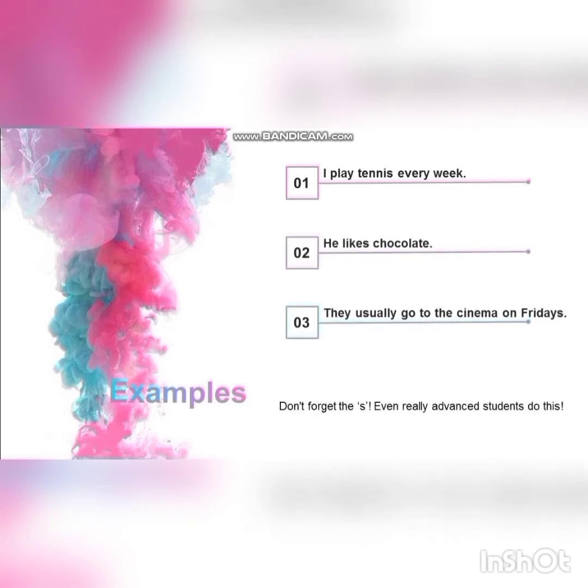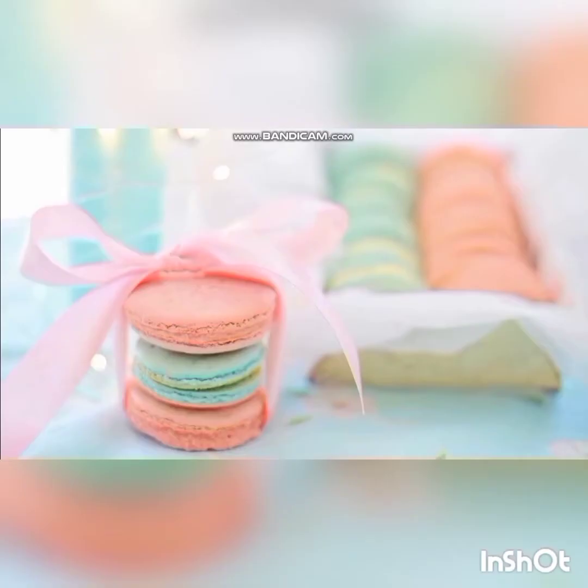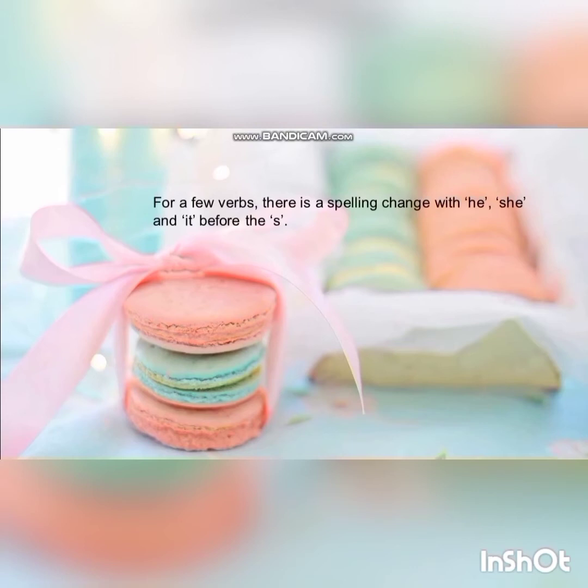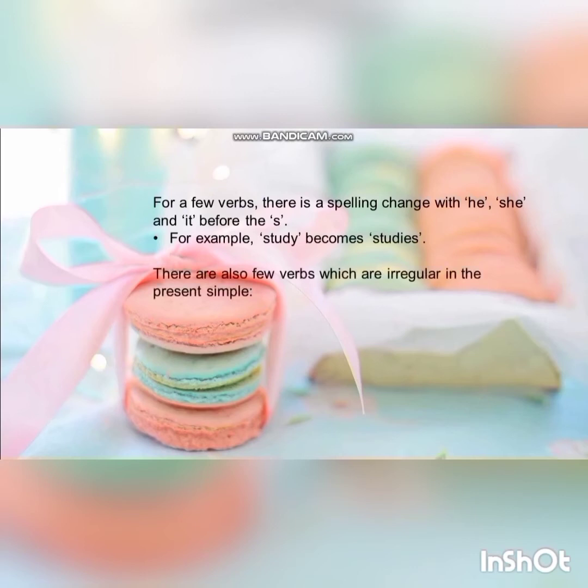Don't forget the S. Even really advanced students do this sometimes. For a few verbs, there is a spelling change with he, she, and it before the S. For example, study becomes studies. We remove the Y, replace it by I, and add ES. There are also a few verbs which are irregular in the present simple. Have becomes has, do becomes does, and go becomes goes.